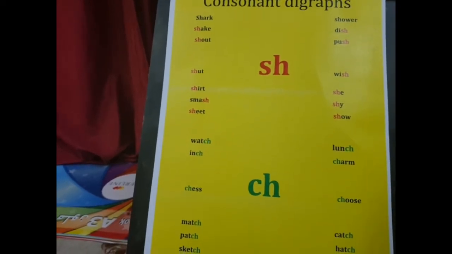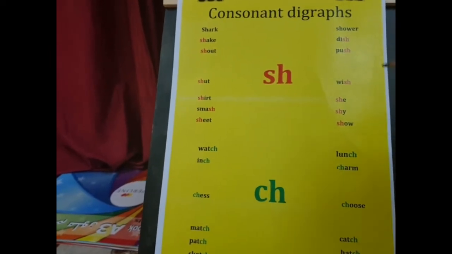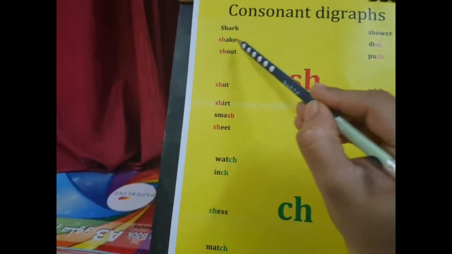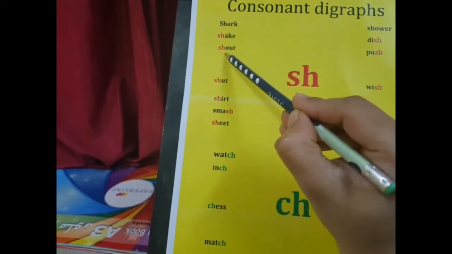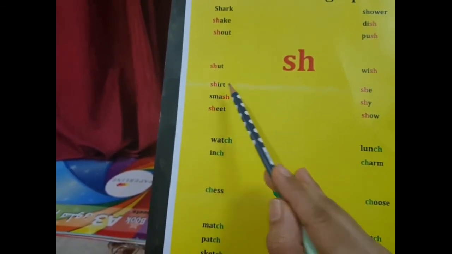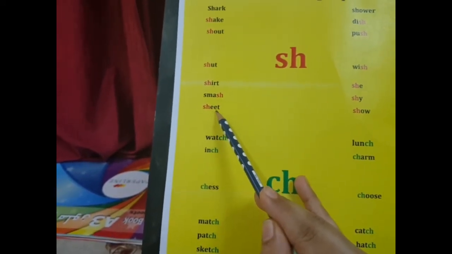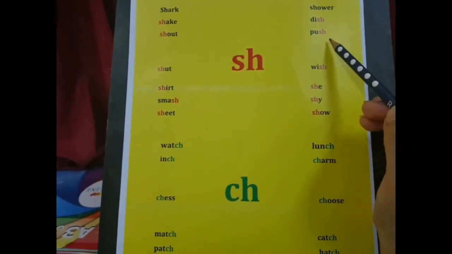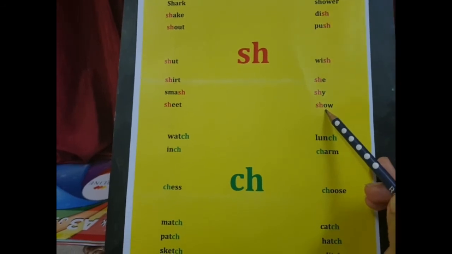So that's how I made her read and understand the meaning of some words. But apart from that, I made some more words for you. It's like you have here shark, shake, shout, shut, shirt, smash, sheet, shower, dish, push, wish, she, shy, show.